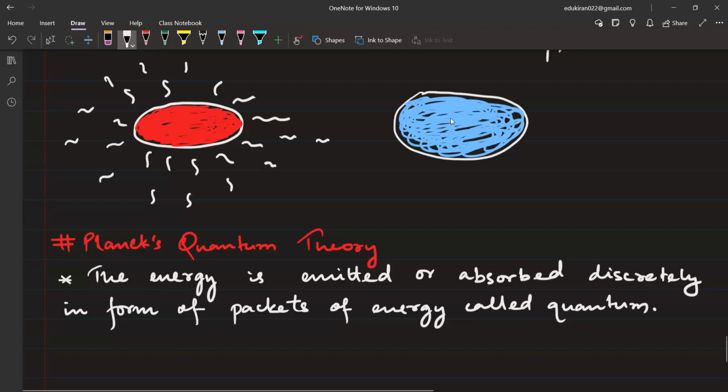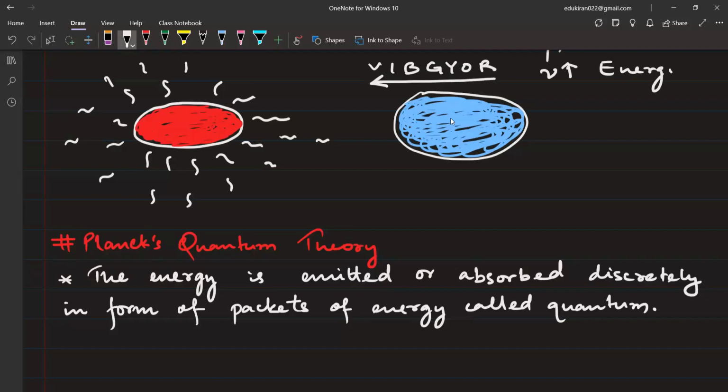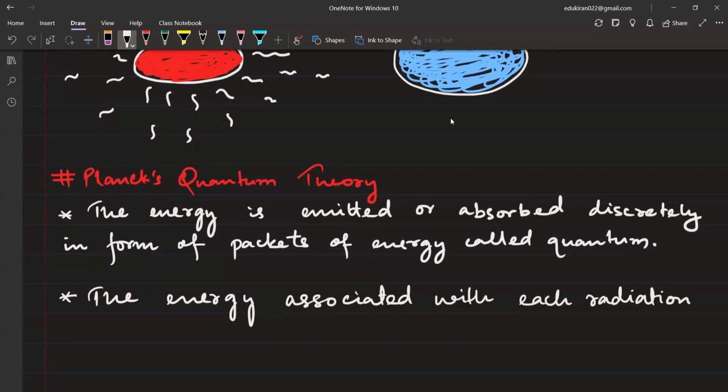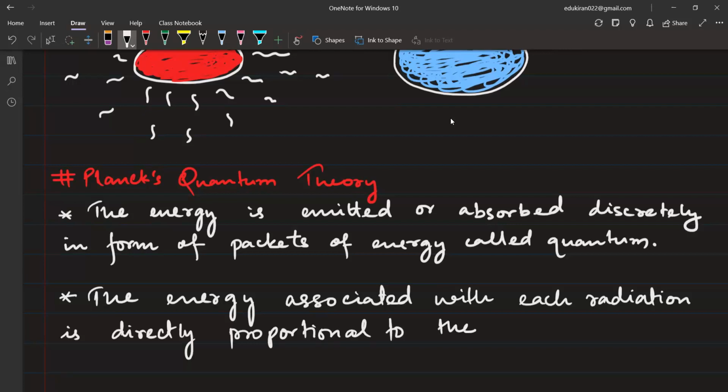And he said that, okay, wait a second. If I go from red to violet, the frequency is increasing and the energy is also increasing. Because unless and until I heat it more, I will not get the red to violet color. So he said that if the frequency is increasing, energy is also increasing. Then he said that, next thing, the energy associated with each radiation is directly proportional to the frequency of wave.